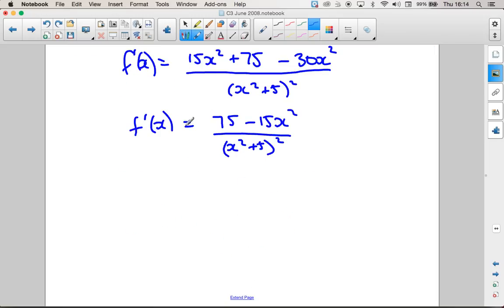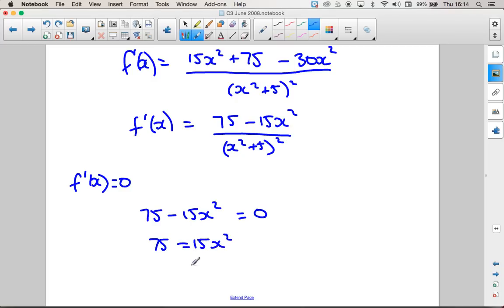Okay, so we know we're looking for a stationary point, so when f dash x equals 0, what are we going to have? We're going to have 75 minus 15x squared equals 0, because if a fraction is 0, the top is 0. So I can sack off the bottom, move that 15x squared to the other side, divide by 15, which must be 5 because we've just done 15 times 5 to get there. So that's 5 is x squared.